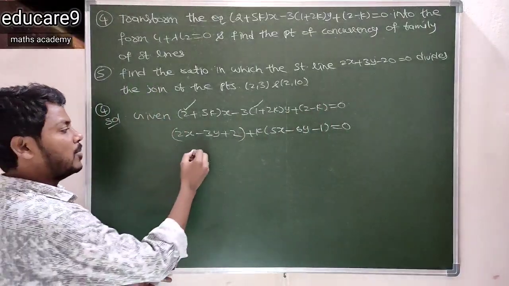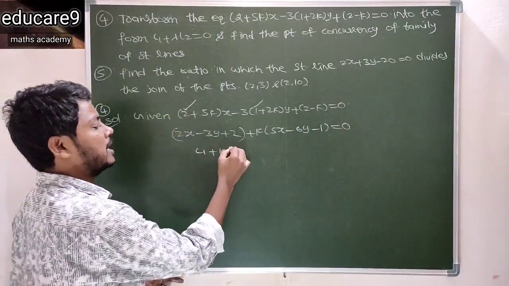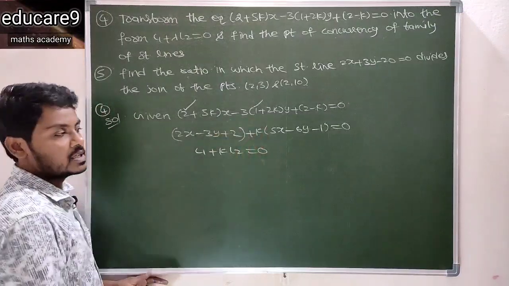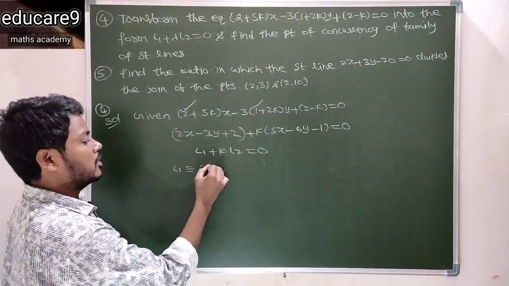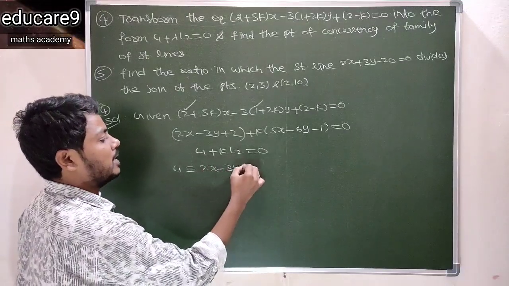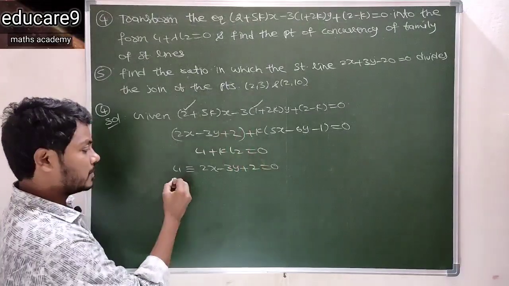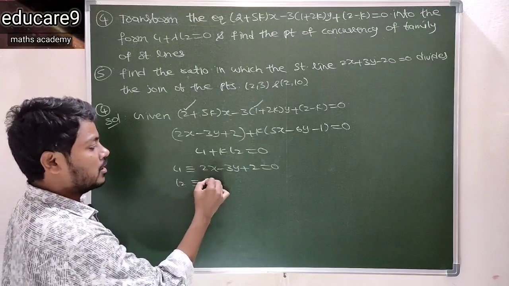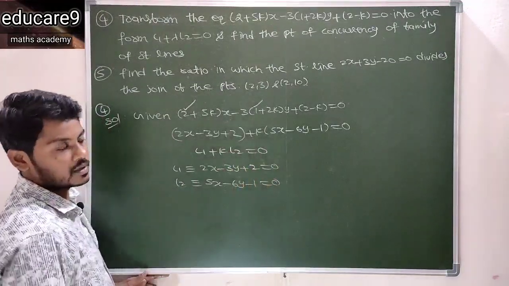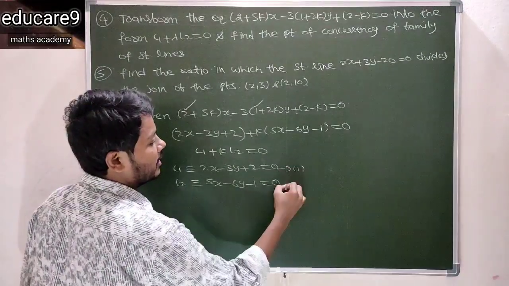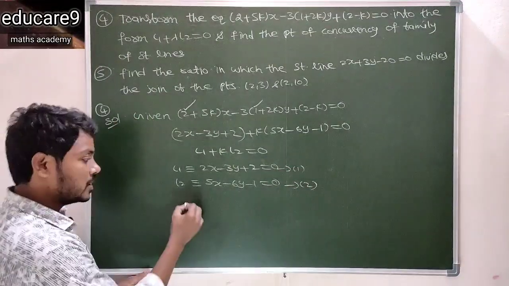So clear it in the form of L1 plus k L2 is equal to 0. This is the L1 line, this is the L2 line. So L1 is 2x minus 3y plus 2 equals to 0. And what is the L2 line? 5x minus 6y minus 1 is equal to 0. So this is equation 1 and this is equation 2.